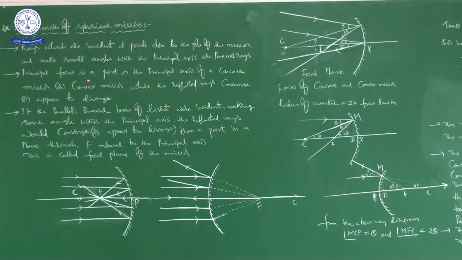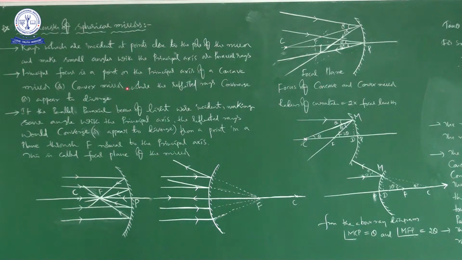Next, principal focus is a point on the principal axis of a concave mirror or convex mirror where the reflected rays converge or appear to diverge, right? Converge, C-O-N-V-E-R-G-E. See this spelling. So converge or appear to diverge.